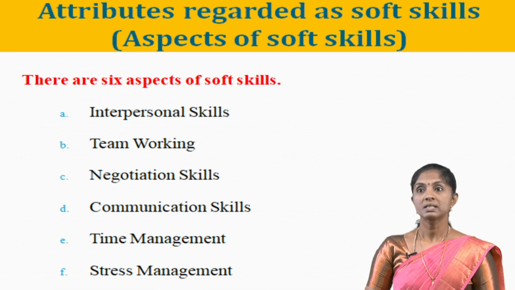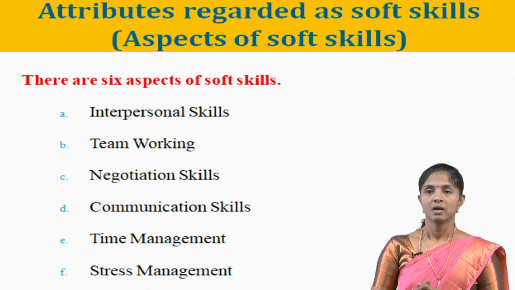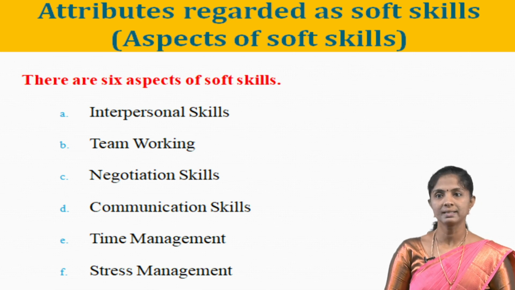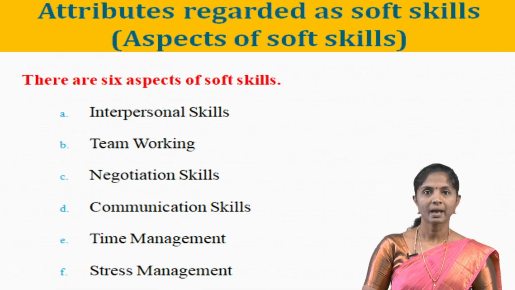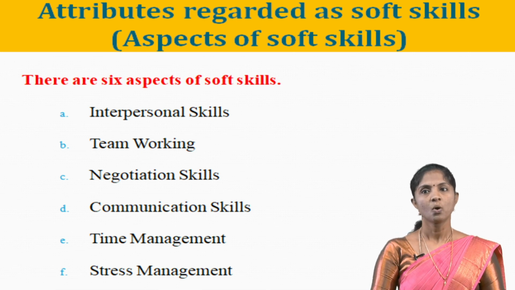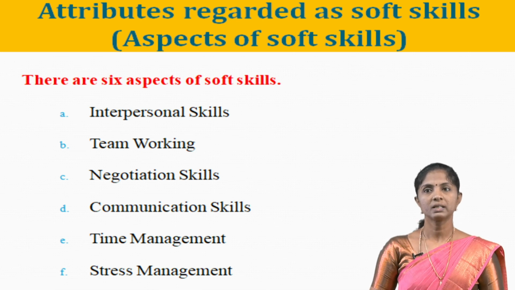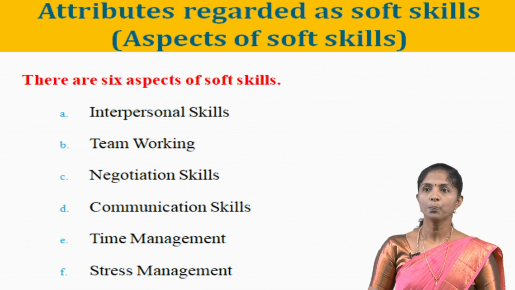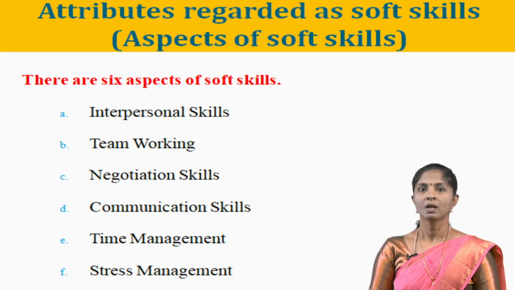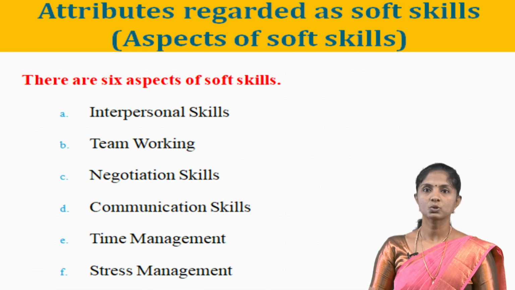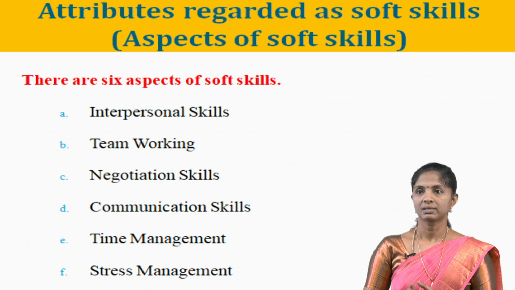I explain what are the different attributes of soft skill. So there are 6 basic aspects of soft skill. One is interpersonal skills, team working, negotiation skills, communication skills, time management and stress management. One by one I explain about the different aspects. First one is interpersonal skill. It is very important, one of the aspects of soft skill. Interpersonal skill means your ability to move with others. How to move? To help, to guide and to motivate your colleagues to do good work.